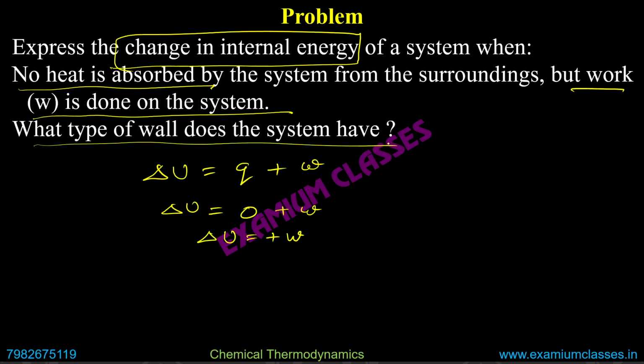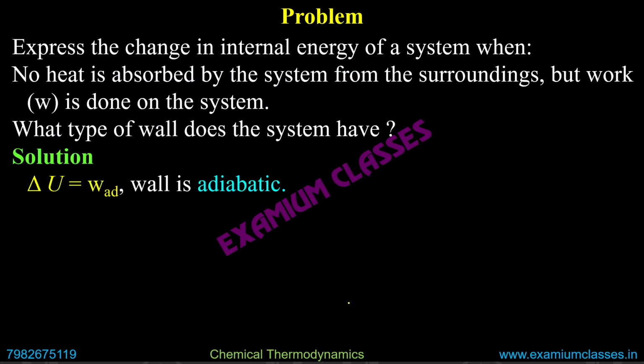What type of wall does the system have? If you remember, I said that if no heat is transferred and work is done, it is an adiabatic system. So you will write delta U is plus W_ad, and no heat is getting transferred. That's why it is an adiabatic system. So what type of wall will it have? It will have an adiabatic wall. So delta U is equal to W_ad and the wall is adiabatic.